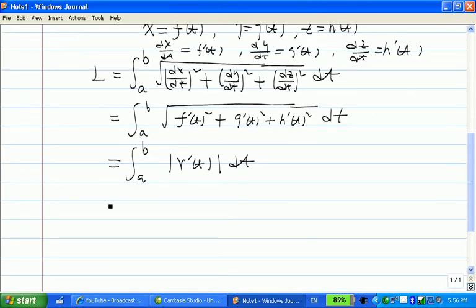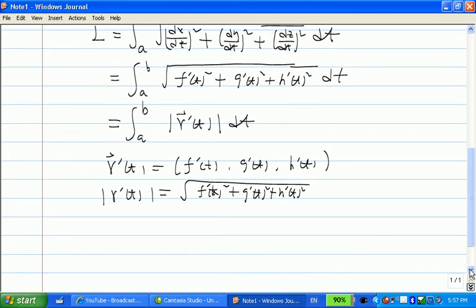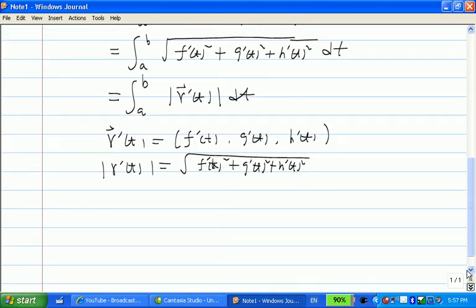Why that? Because r prime t is a vector. What is r prime t? r is a vector function, so it's a derivative. So you take a derivative of each one. And its magnitude is the square root of f prime t squared plus g prime t squared plus h prime t squared. Okay, so we got a formula to find arc length for the given curve.